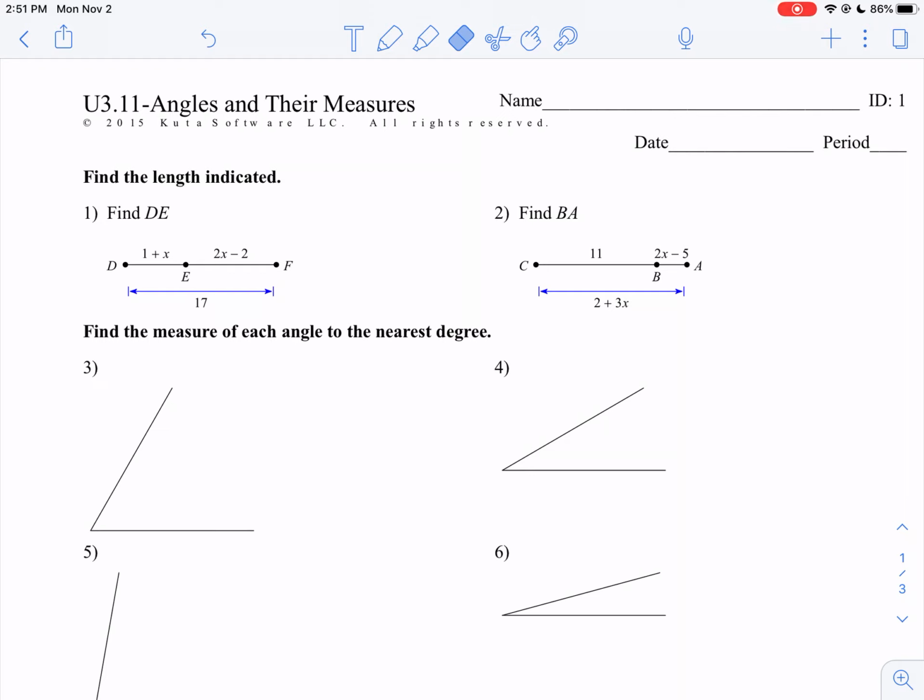This next one is the one that I want to talk about because you don't have a protractor. Okay, so it says find the measure of each angle to the nearest degree. Of course, you can't do that because we're doing this virtually. You don't have a protractor. So what we are going to do instead is to just guess.